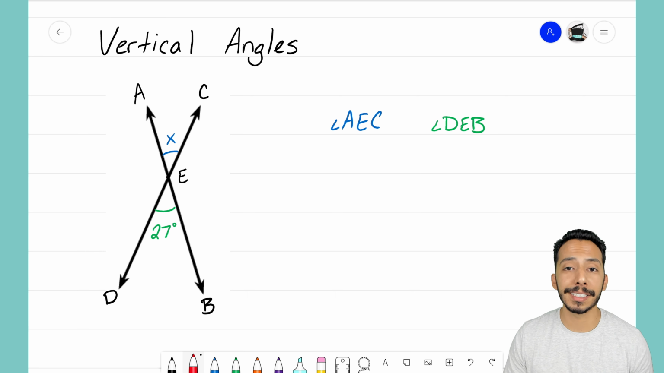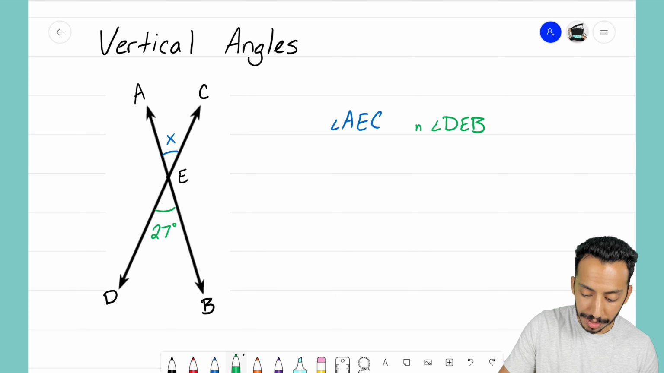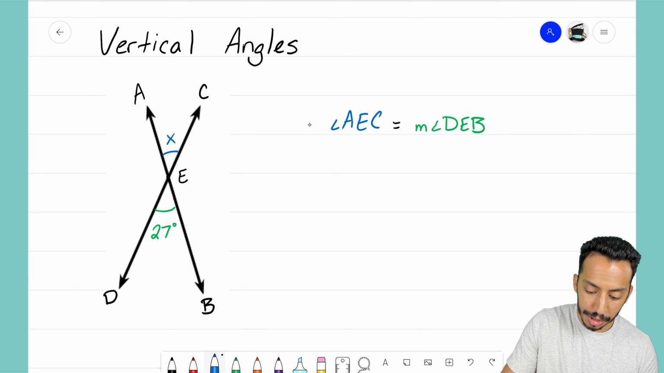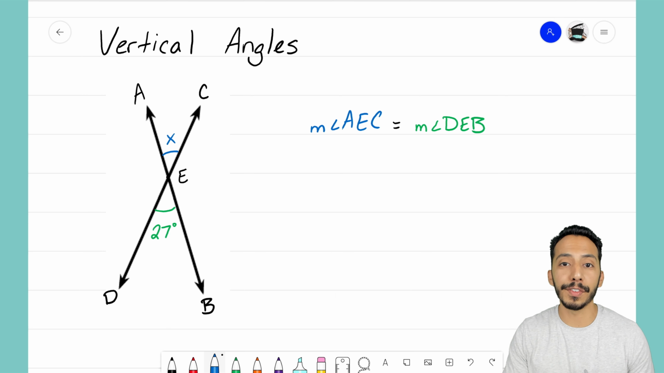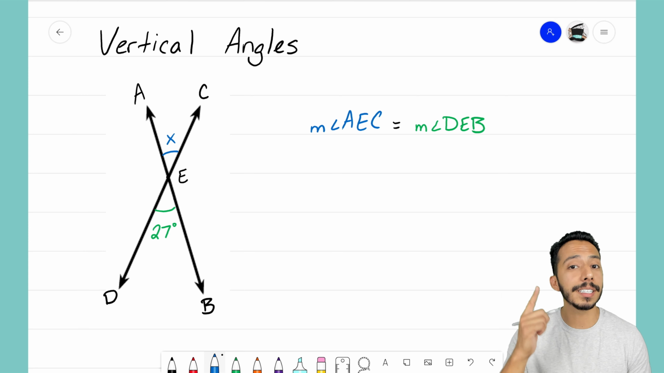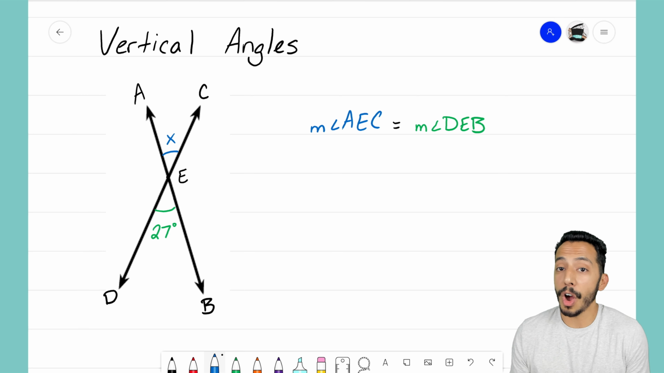And there is a fact about those opposite angles that we call vertical angles. And here's that fact. The measure of one vertical angle is going to be equal to the measure of the other vertical angle. That is a fact. Opposite angles of two intersecting lines will always be equal. So this is going to make this problem so easy for us to solve because we know that that top angle and the bottom angle are equal because they're vertical angles.